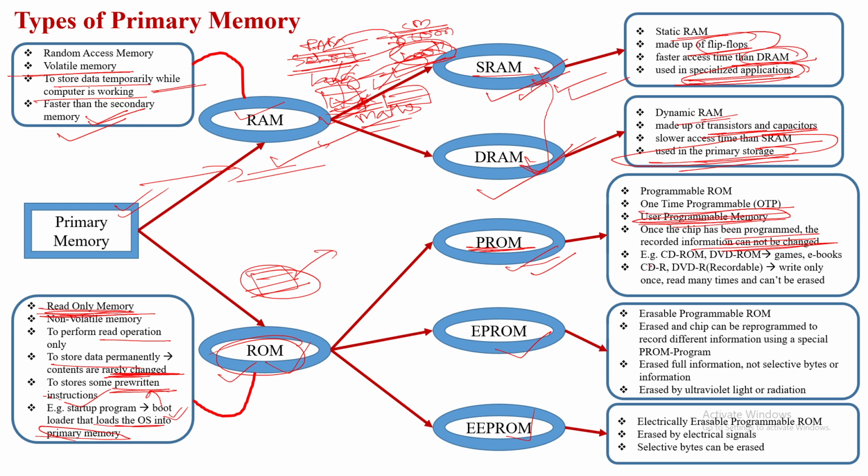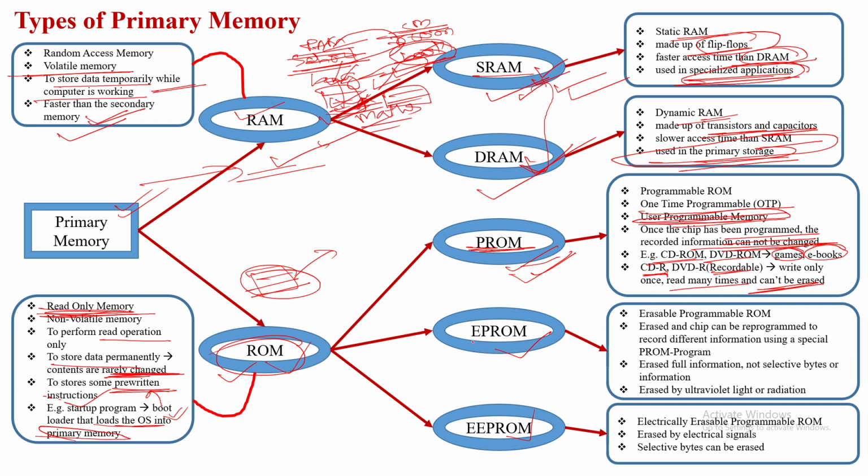Examples we will see: CD-ROM, DVD-ROM. Where are CD-ROMs? A game CD, or e-books being given. These are examples of programmable read-only memory. And more examples: CD-R, R for recordable. You write once and read many times, and you can't erase this data either. This also comes under the examples of programmable read-only memory, right?